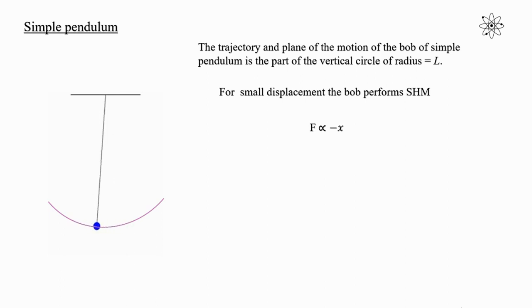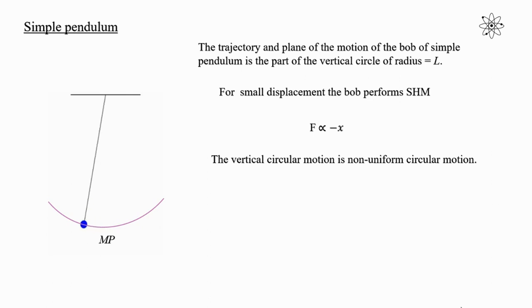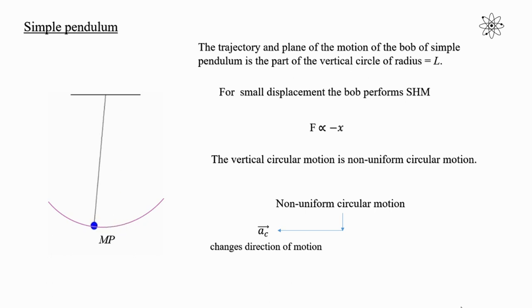As we already mentioned, the motion of the bob is part of a vertical circle. As we know, students, vertical circular motion is a non-uniform circular motion. In a non-uniform circular motion, there are two accelerations. The first is centripetal acceleration, also known as radial acceleration. This radial or centripetal acceleration changes the direction of motion. The other is tangential acceleration, which changes the magnitude of motion. Now let's discuss both these accelerations in detail.